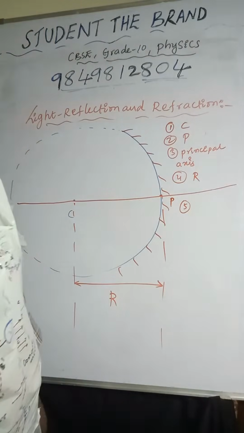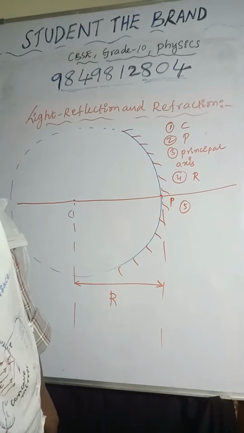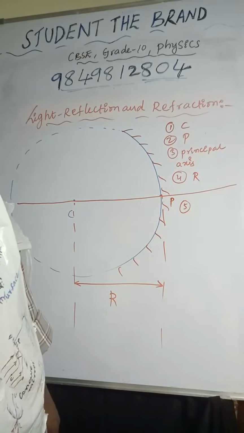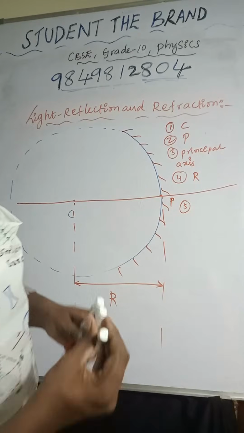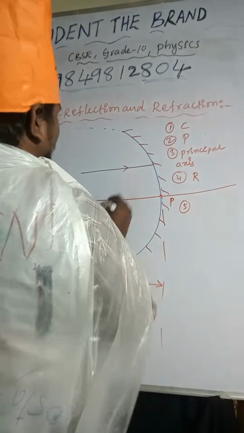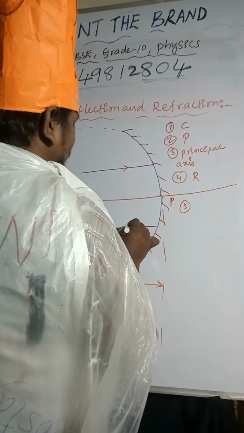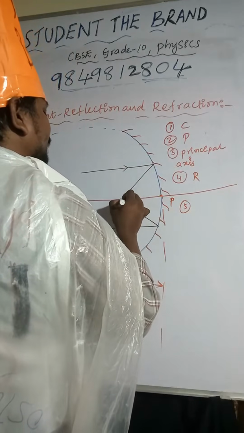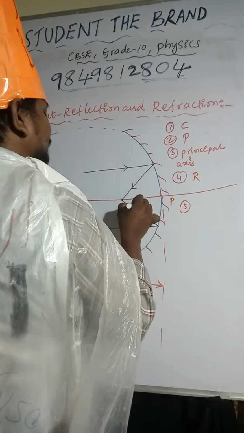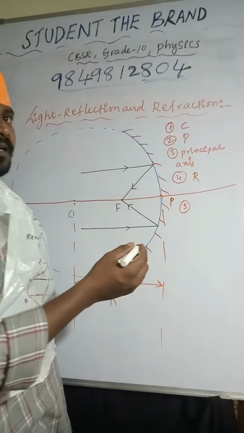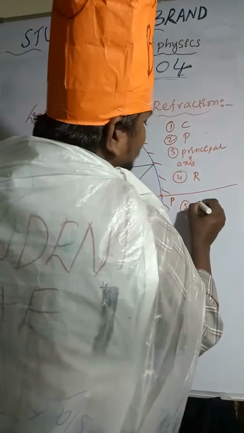And coming to the fifth one, after reflection, light rays will meet at one point on the principal axis. That is called focus. Here you can observe, I am taking one light ray like this and another light ray like this. After reflection, those light rays are meeting at one point here. This point is called the principal focus, or simply focus.